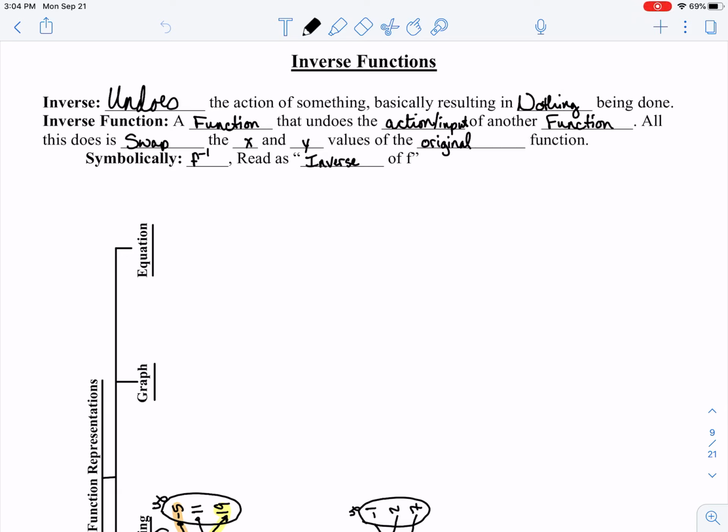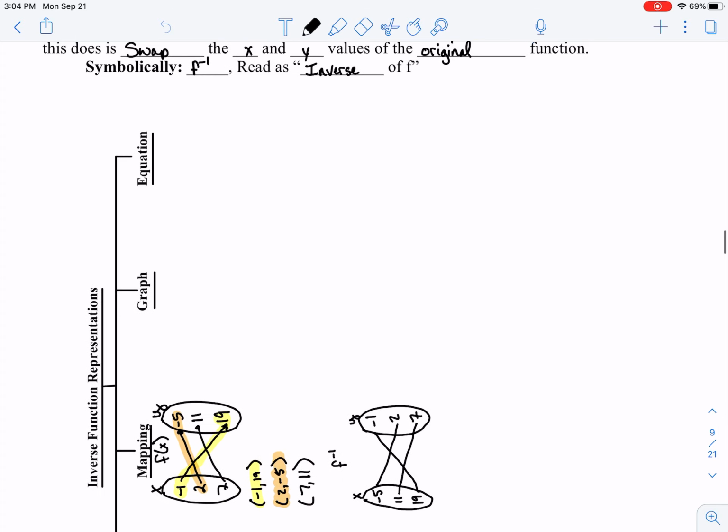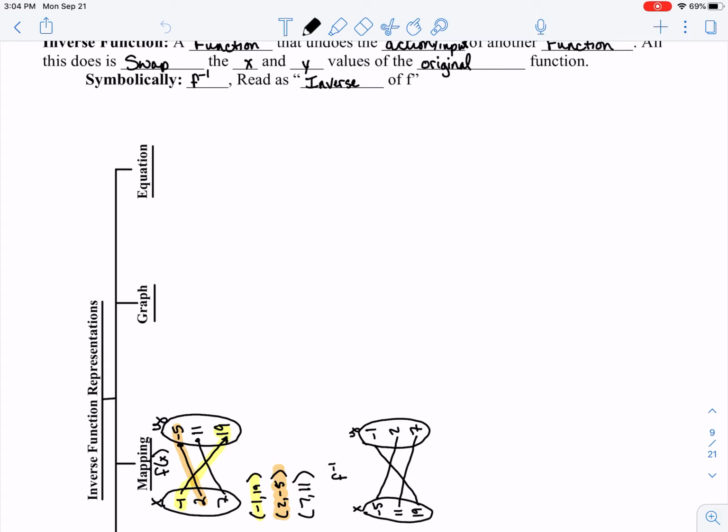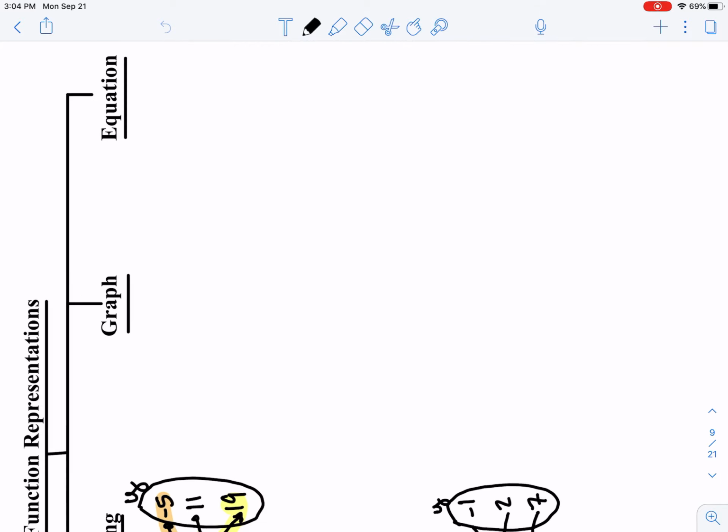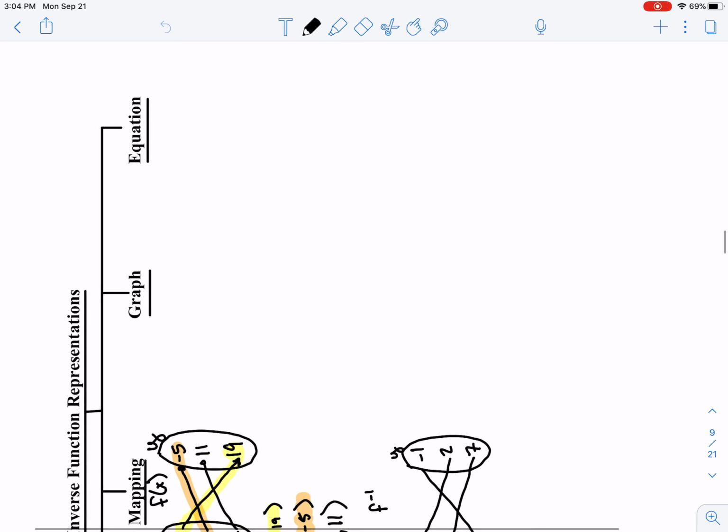All right, so this video we're going to continue looking at different ways to represent inverse functions. The next way is going to be via graphs. Now, when looking at a graph, I'm just going to say it reflects over the line y equals x. And what I mean by that is this.